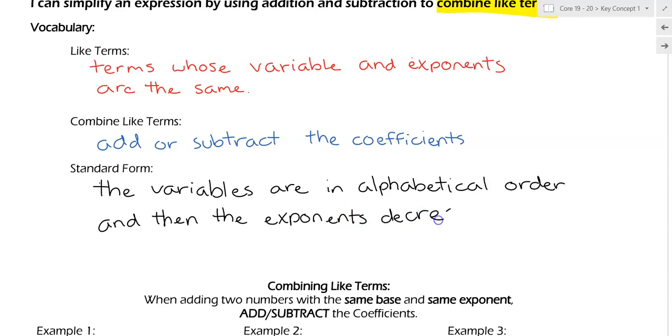So if you have an exponent of like 5 and another one has an exponent of 2, the exponent of 5 will come first and then the 2. They go in decreasing order. Also, constants are always last. Remember from our last video, constants are the things that do not have a variable with them. It's just a number.